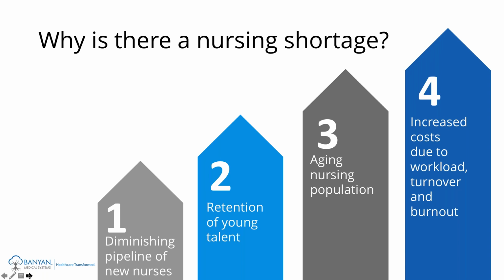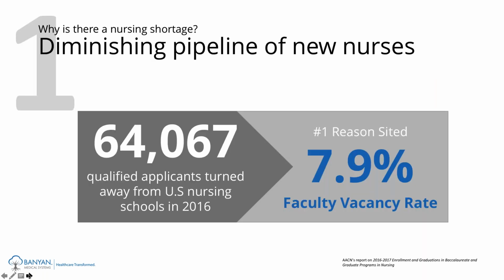So the first one that we picked was the diminishing pipeline. Over 64,000, a pretty big number, of qualified applicants, and the keyword there is qualified, couldn't get into nursing school. The reason why is the shortage of faculty and clinical preceptors.